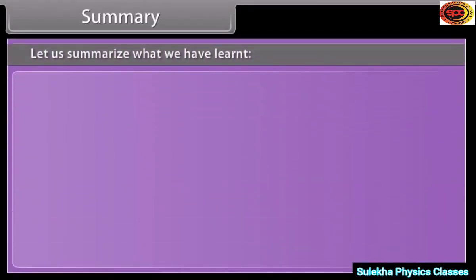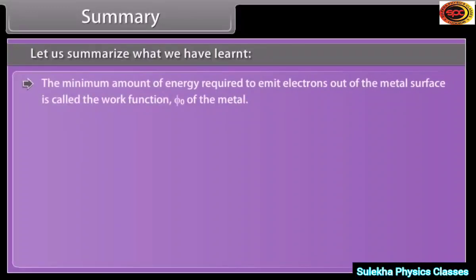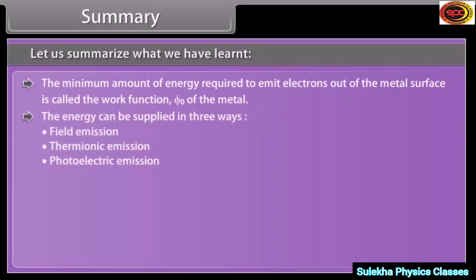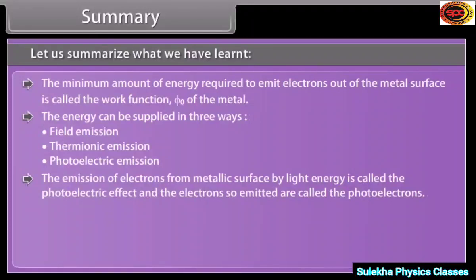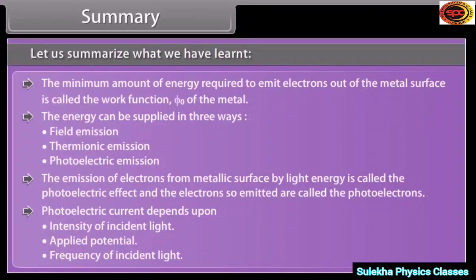Summary. Let us summarize what we have learned. The minimum amount of energy required to emit electrons out of the metal surface is called the work function phi 0 of the metal. The energy can be supplied in three ways: field emission, thermionic emission, photoelectric emission. The emission of electrons from a metallic surface by light energy is called the photoelectric effect, and the electrons so emitted are called the photoelectrons. Photoelectric current depends upon intensity of incident light, applied potential, and frequency of incident light.